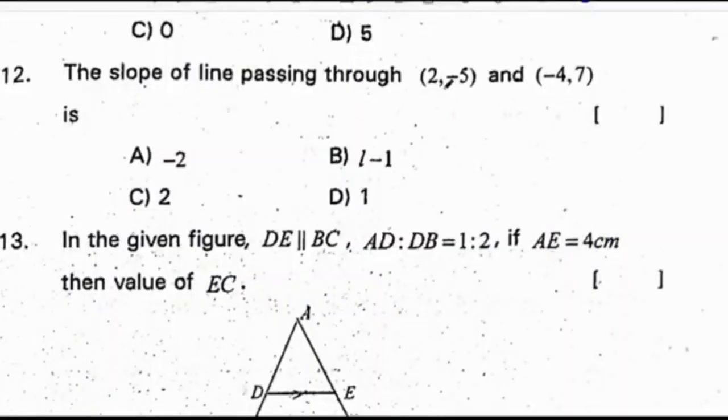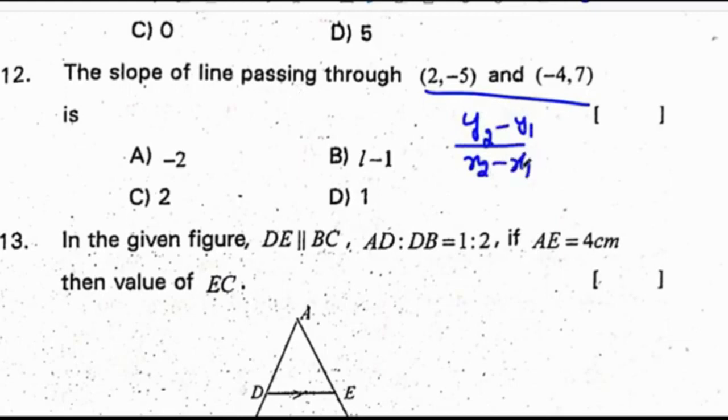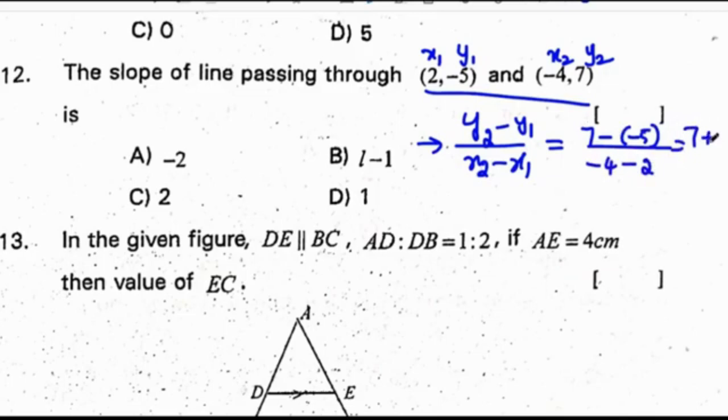12th question, the slope of the line passing through (2, -5) and (-4, 7) is. Slope formula is y2 minus y1 by x2 minus x1. In coordinate geometry, always represent the first point as x1, y1 and the second point as x2, y2 and apply in the formula. So y2 is 7, y1 is -5, x2 is minus 4, x1 is 2. Minus of minus is plus, so 7 plus 5 by minus 6, which is 12 by minus 6, which is minus 2. So the correct option for the 12th question is A, minus 2.